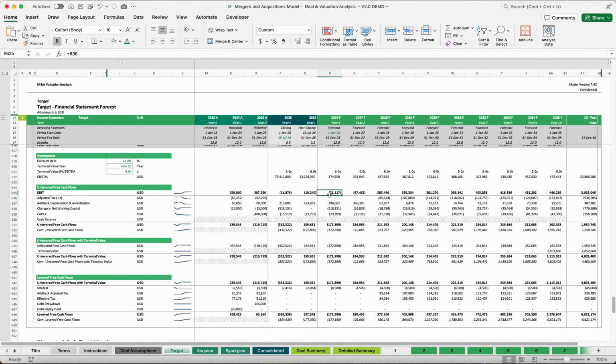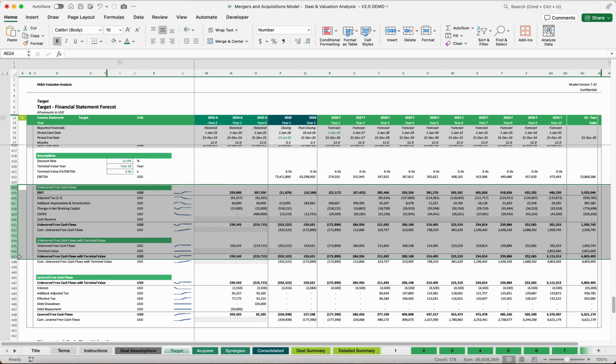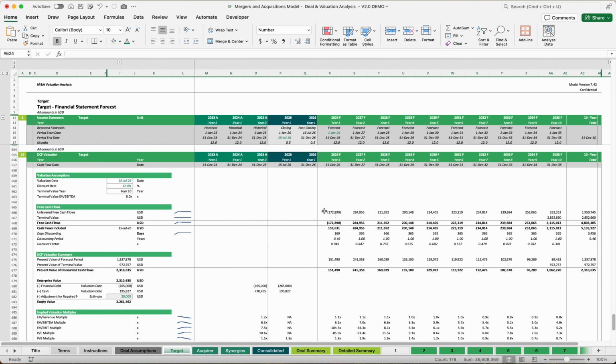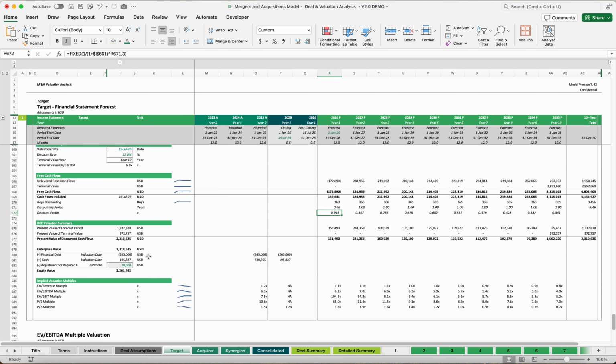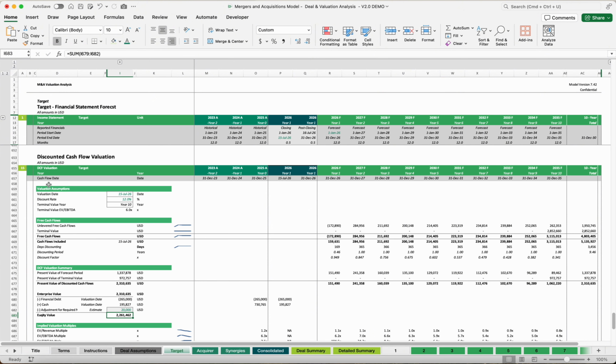And now, once we have that, we will use the unlevered free cash flows for our DCF valuation. We take the free cash flows projected into the future, and then we will discount them to the present value. We'll calculate the enterprise value, and then by deducting the financial debt and adding the cash, we'll get to the equity value. So that's the DCF valuation.